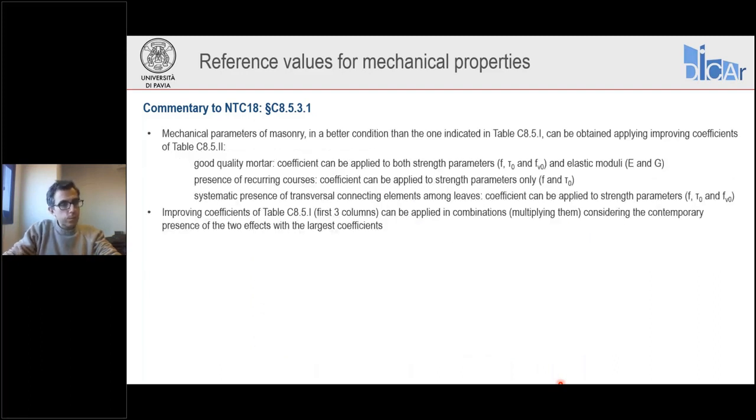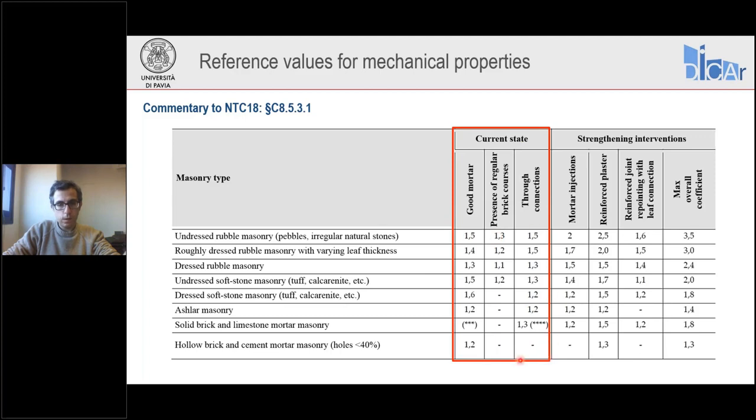Now, what do we have to do if the masonry actually has a better condition than the reference one? If masonry has a better condition, you can still apply the interval of variation of the table, but you are required to increase these values using some correction coefficients, which differ depending on, for example, whether the mortar has a good quality, or there is presence of recurring courses, or there is a presence of transversal connection elements. Here you can see an example of these correction coefficients. There are essentially 3 types of correction coefficient. You can apply a maximum of 2 of them, using the ones which give the largest effect.